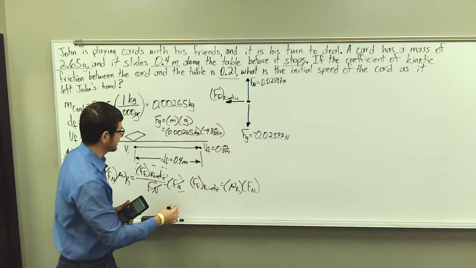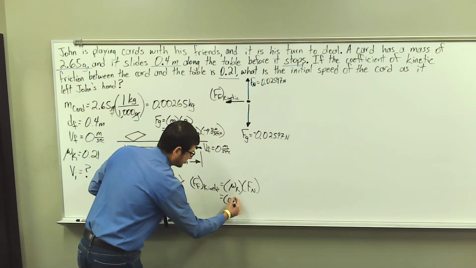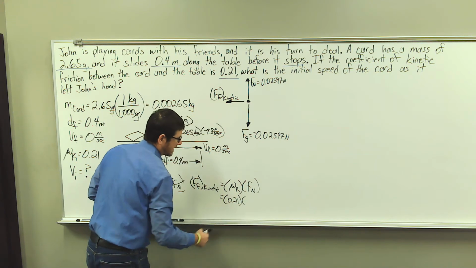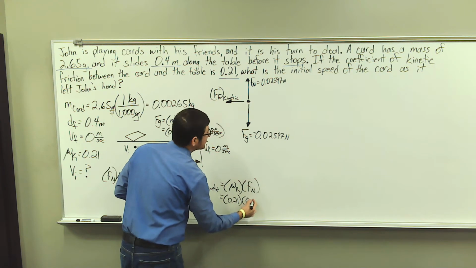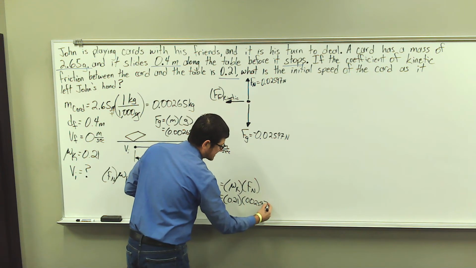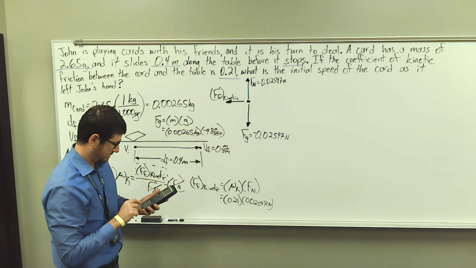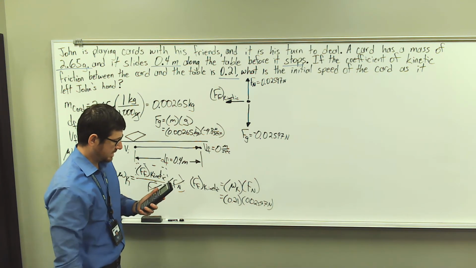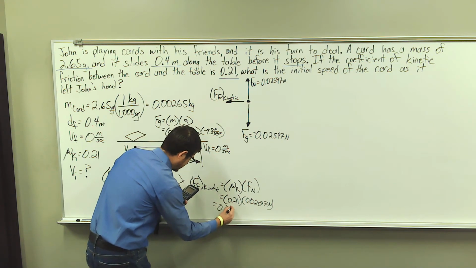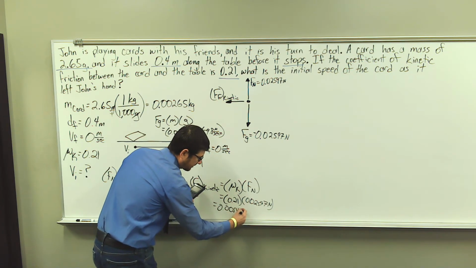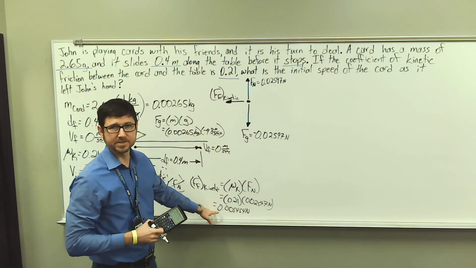So what we have here is 0.21 times my normal force, 0.02597 newtons, and we get 0.005454 newtons. Okay? Now, this is a force, so it is a vector.